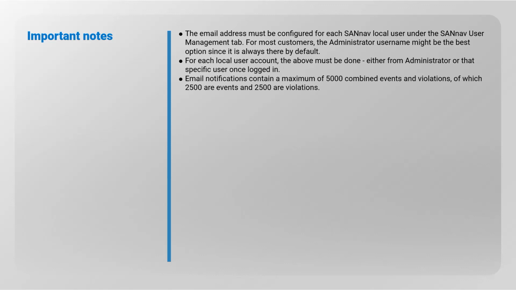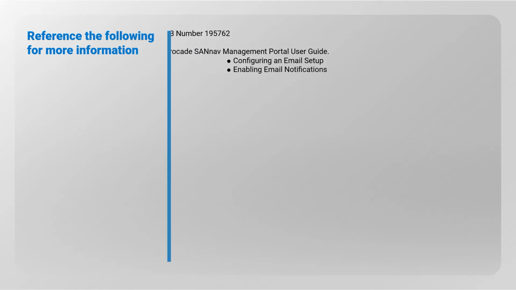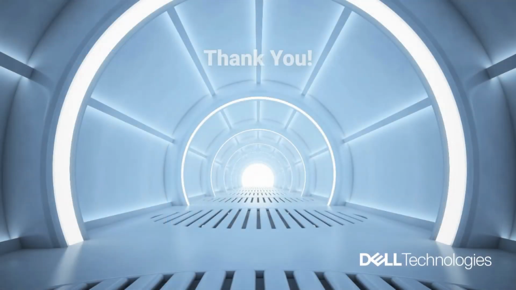Email notifications contain a maximum of 5,000 combined events and violations, of which 2,500 are events and 2,500 are violations. Refer to the following for more information. KB Article Number 195762. Brocade SANnav Management Portal User Guide. Configuring an email setup and enabling email notifications. Thank you for watching.